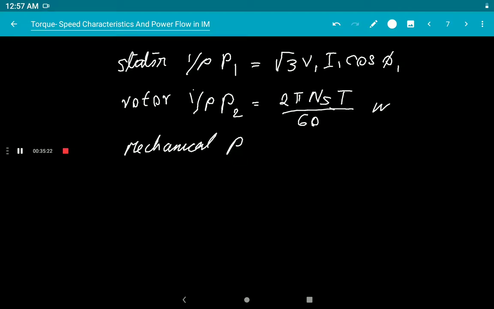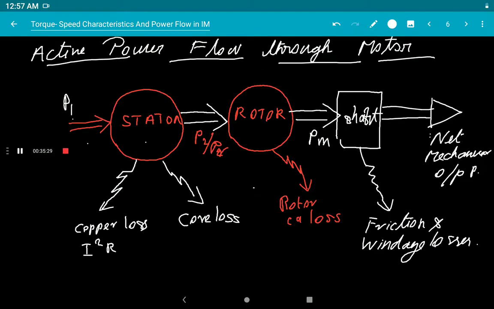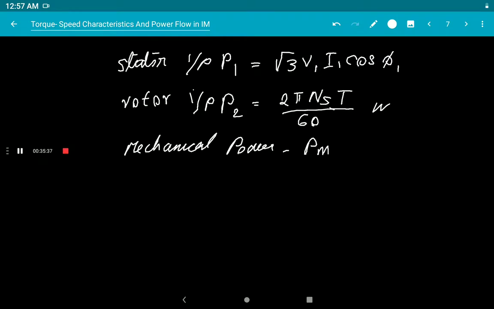Mechanical power developed is Pm on the rotor. You can see here, this is Pm. P1 is the stator input, then P2, then Pm. So Pm is equal to, here in the first case we considered the synchronous speed, but the rotor is not rotating at Ns. We consider the rotor speed for this equation, 2 pi N times torque divided by 60. This is the mechanical power equation in terms of torque.